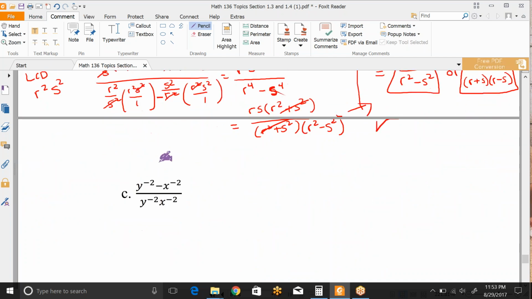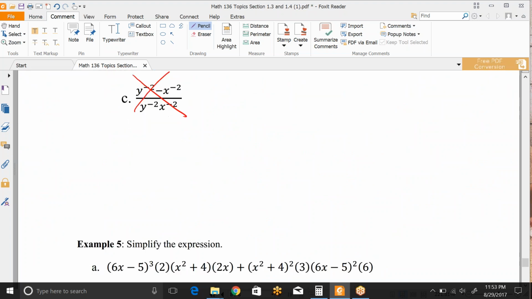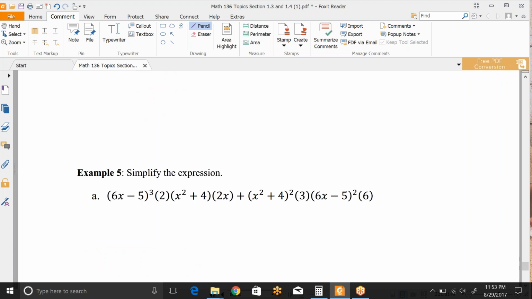Now, I always throw out C. It's not in the homework. It's not on the quiz. It's not on the test. I just need to remove it from my notes, but it is not on there. So we're just going to skip that one.